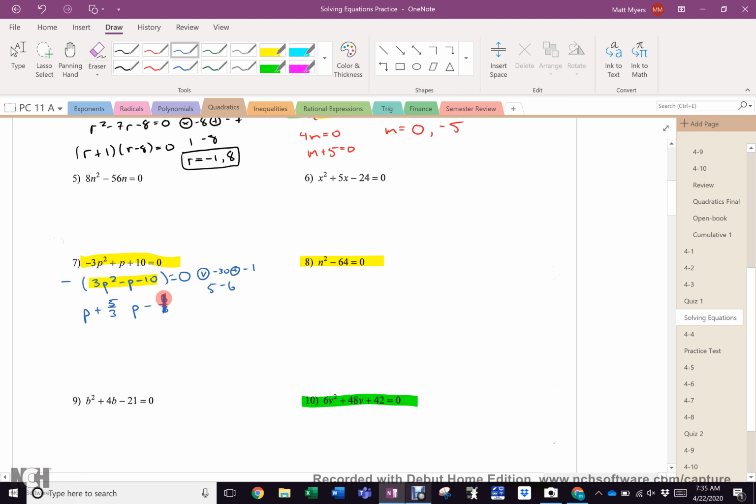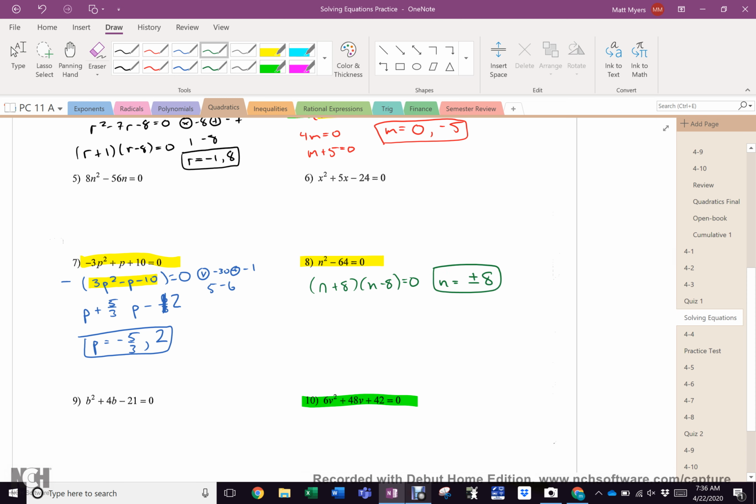That simplifies to 2. So p is negative 5/3 and positive 2. Remember, we like to leave these as fractions in math class. But if we were doing a real life question, then we would probably want the decimal there. And number 8, that's just a difference of squares, so n plus 8 and n minus 8 equals 0. So n equals plus or minus 8.